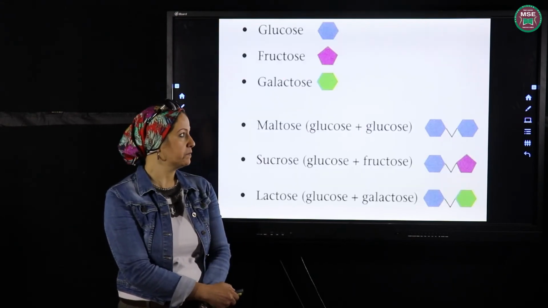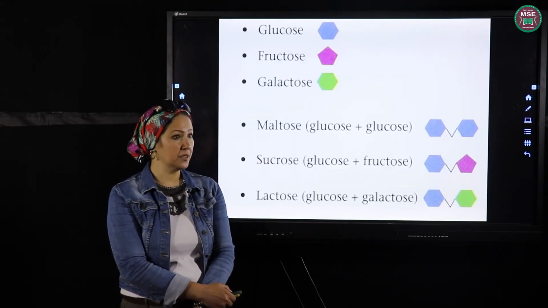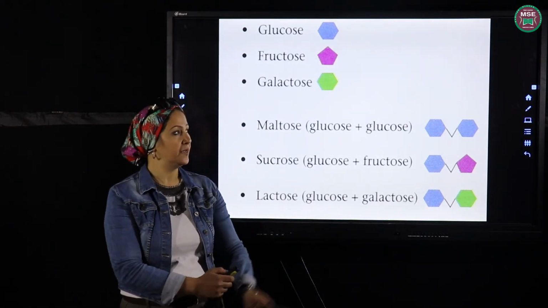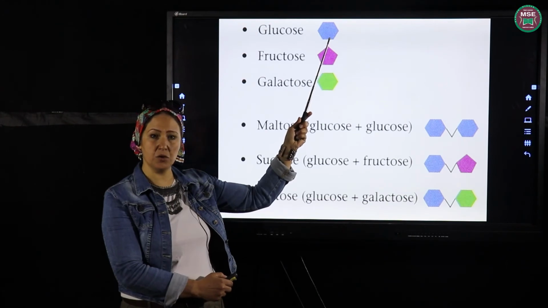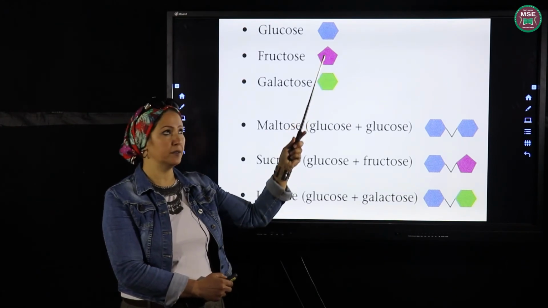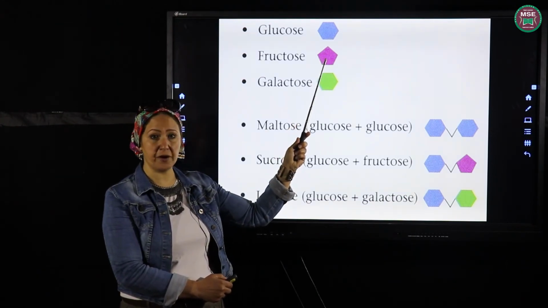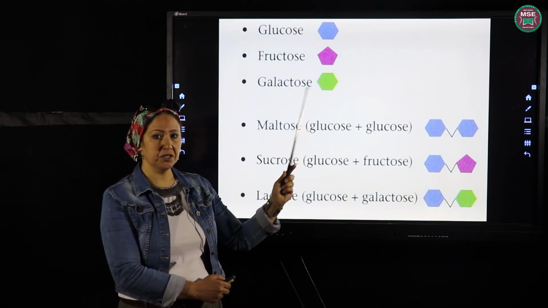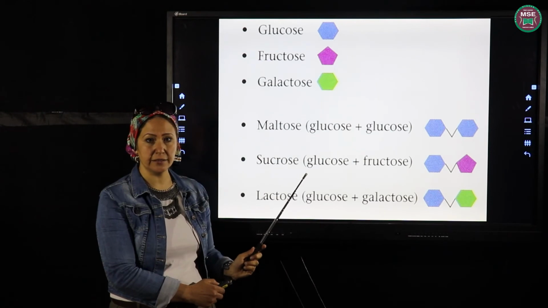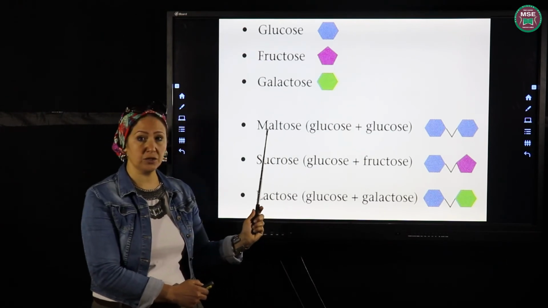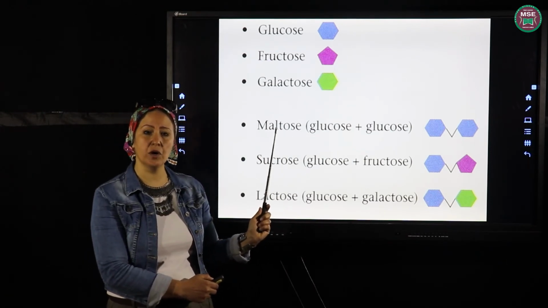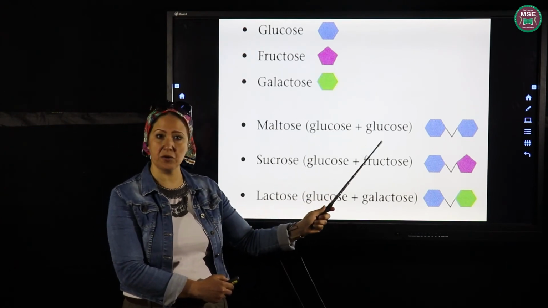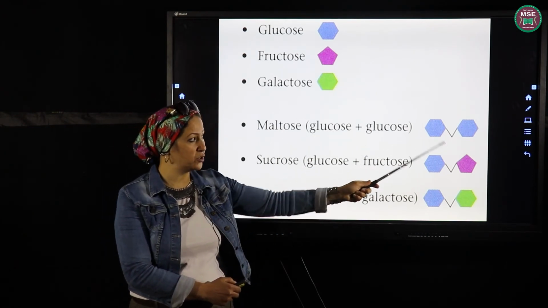So the formula becomes C12H22O11. This figure shows how 2 monosaccharides join together to form the disaccharide. This figure is the glucose, for example, just 1 ring. This ring in purple is the fructose. This ring in green is the galactose. So we have 3 examples of disaccharides. The first one, the maltose, is the malt sugar. It consists of one glucose molecule with another glucose molecule, so we put 2 blue rings with each other.